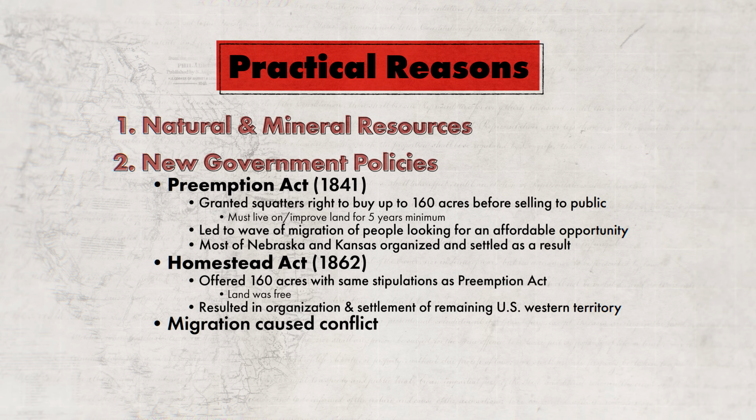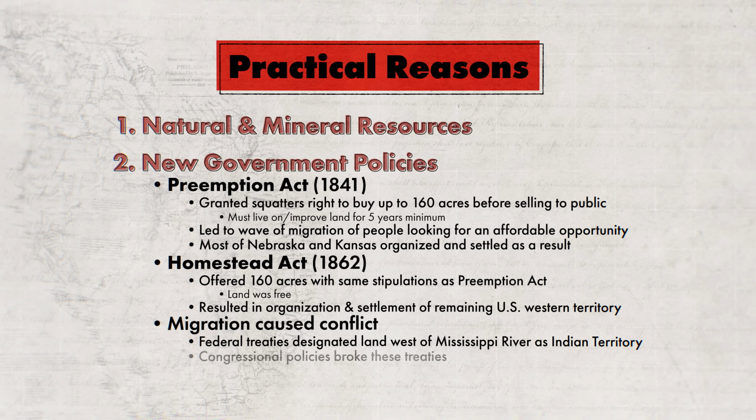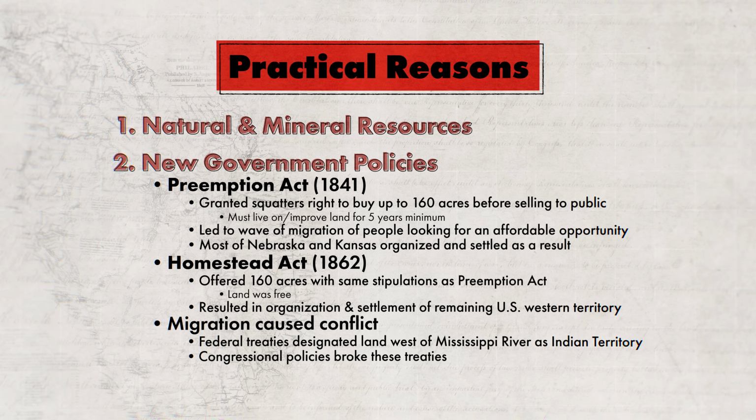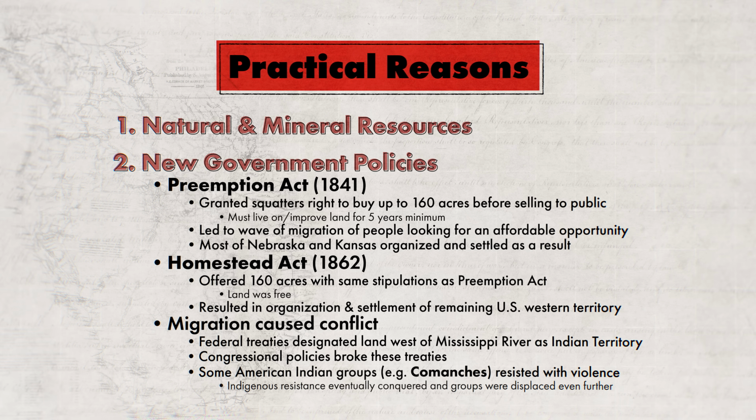Like in many cases, land west of the Mississippi River was designated by a federal treaty as Indian territory. But the congressional policies that I just mentioned that encouraged U.S. migration unilaterally broke those treaties and further displaced American Indians living in the West. Now, some groups like the Comanches living in southern Texas retaliated violently to westward migration, but eventually all such indigenous resistance was conquered by the spreading empire of the United States.